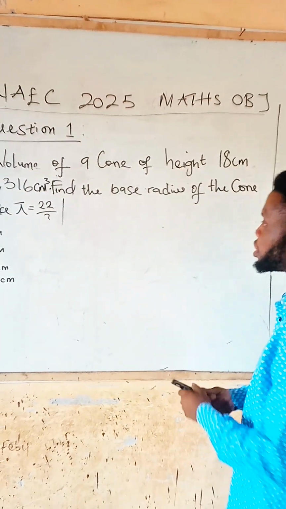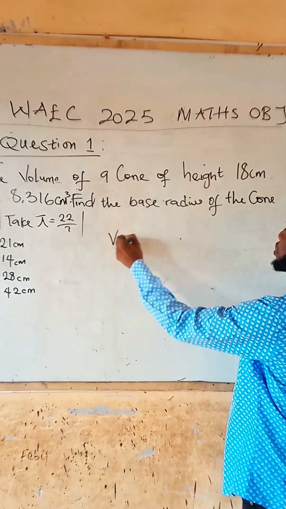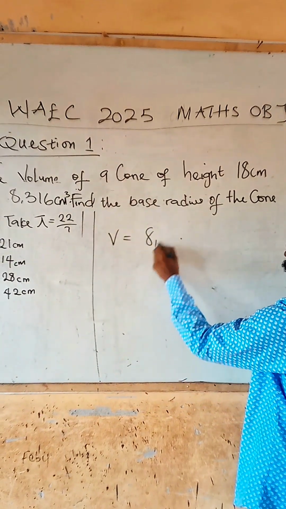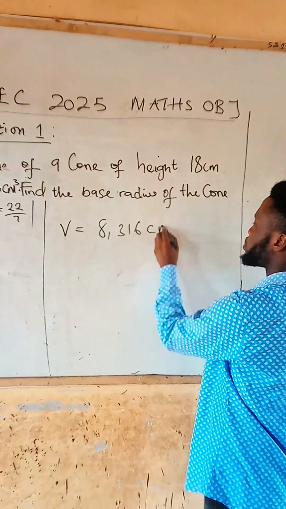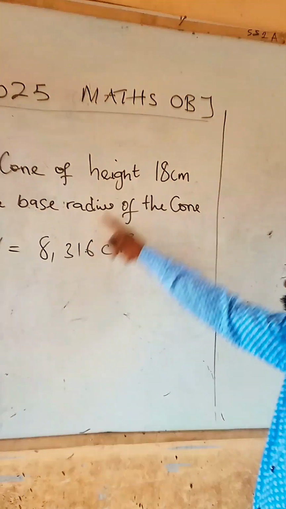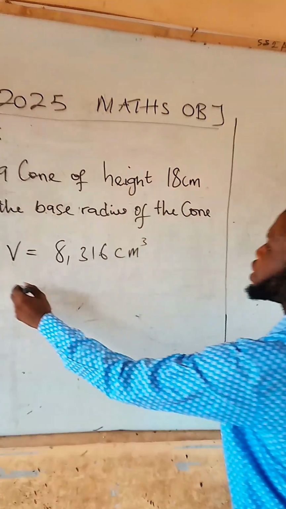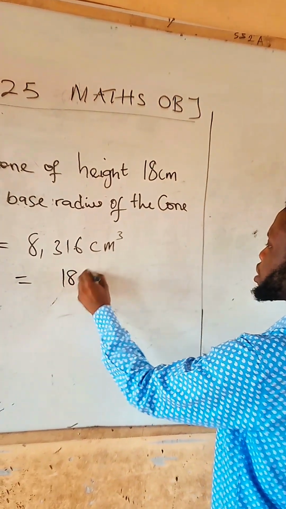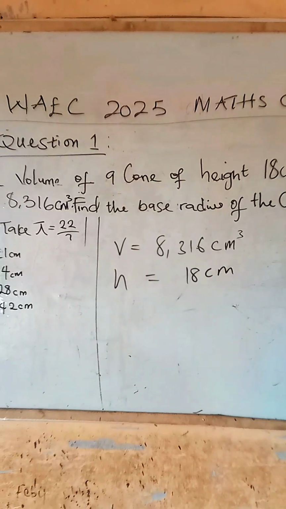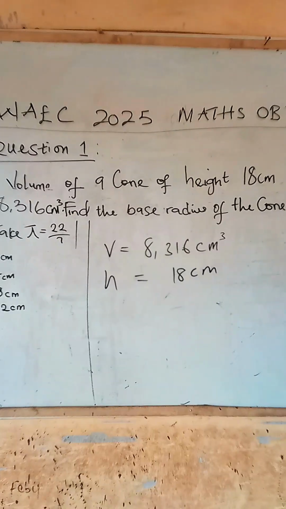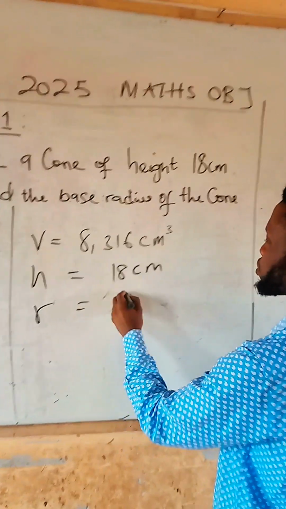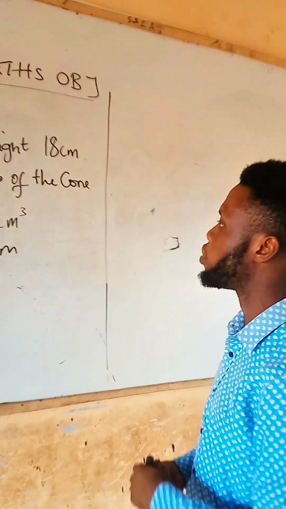So the volume is 8,316 centimeter cube, and the cone has the height h of 18 centimeter. So find the base radius of the cone. The radius of the cone is unknown, and that's what we are looking for.